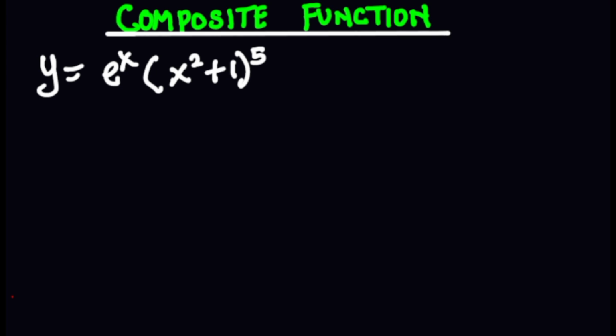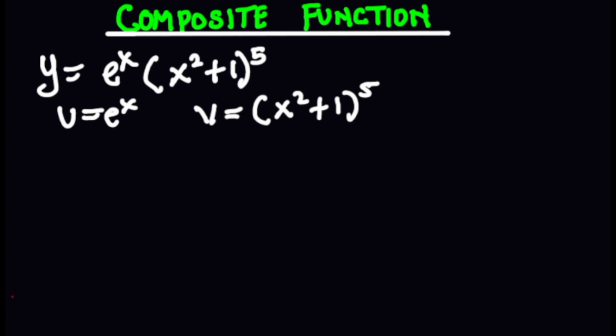So what I'm going to do is use the product rule, because at the time I'm using the product rule, we are going to be incorporating the composite differentiation method at the same time. Now let's see what we're going to have here. We're going to have u equals exponential x and v equals x squared plus 1 raised to the power of 5. Now if you look at this, everything here is a composite, so I'm going to use the composite method to differentiate.